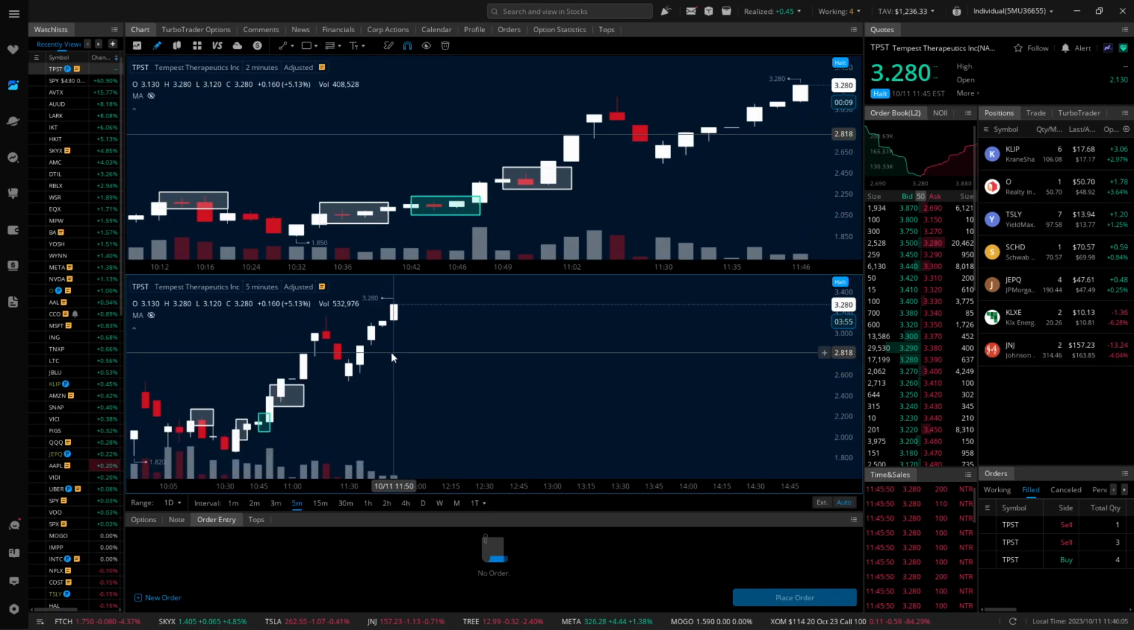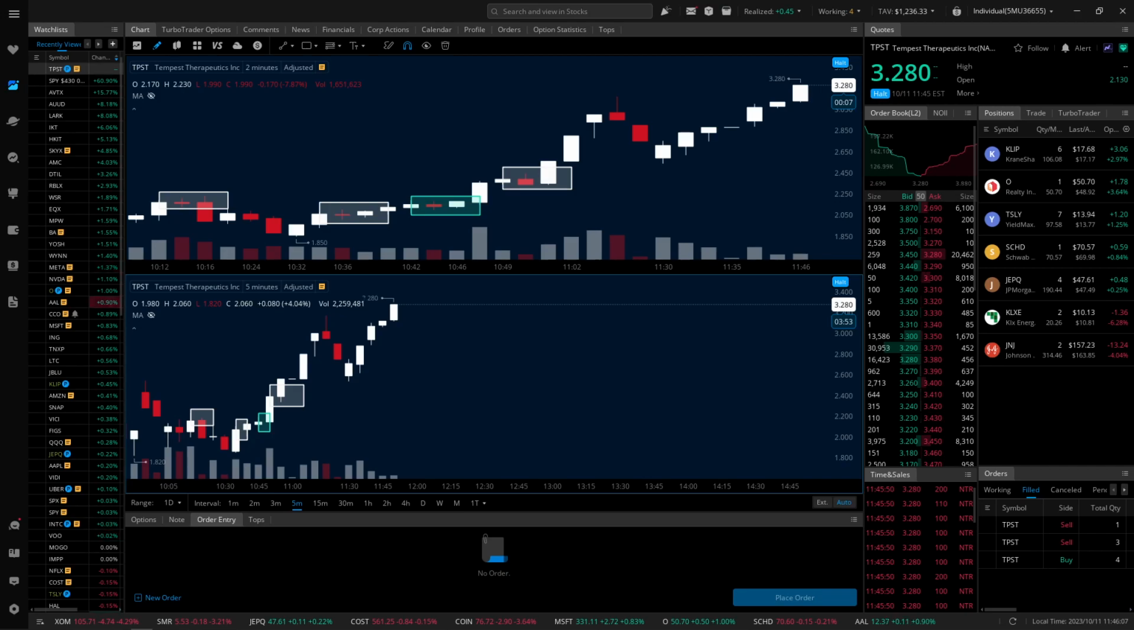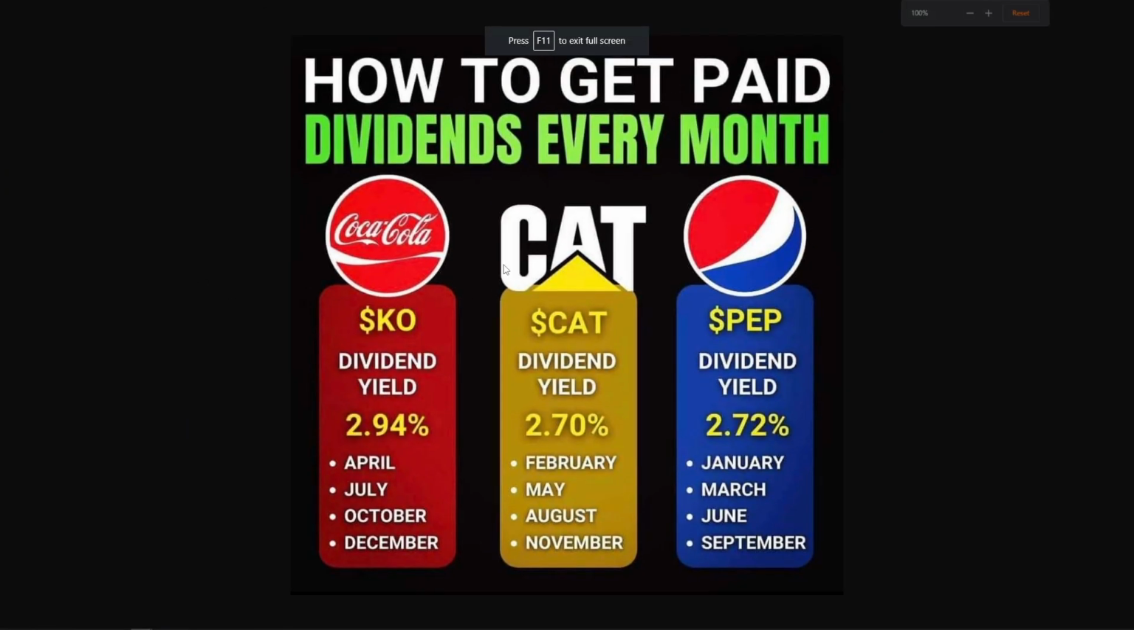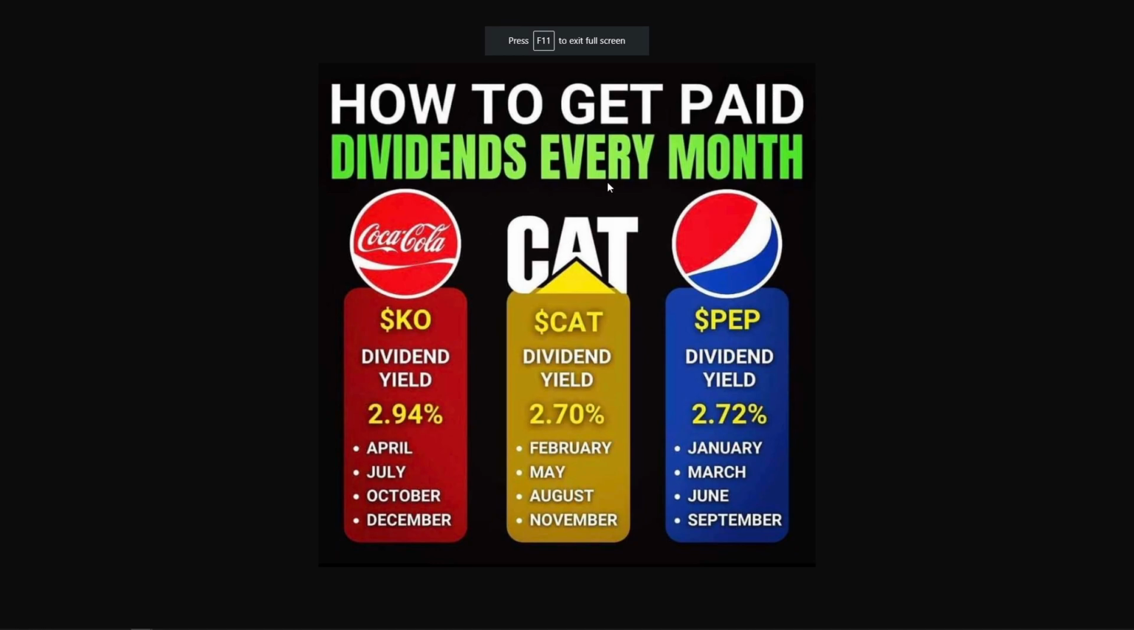So one other thing I wanted to touch on, because I don't have a lot of time for this stream, is something Big Frosty sent me, one of our premium members. This is a very valid point and part of the dividend stuff that I intend to cover a little bit more in depth when we get to those other strategies. Here's just a very simple infographic showing the monthly payouts for these 3 tickers. Coca-Cola, Caterpillar, and Pepsi all have quarterly dividends, and they're all about 2.5 to 3%.